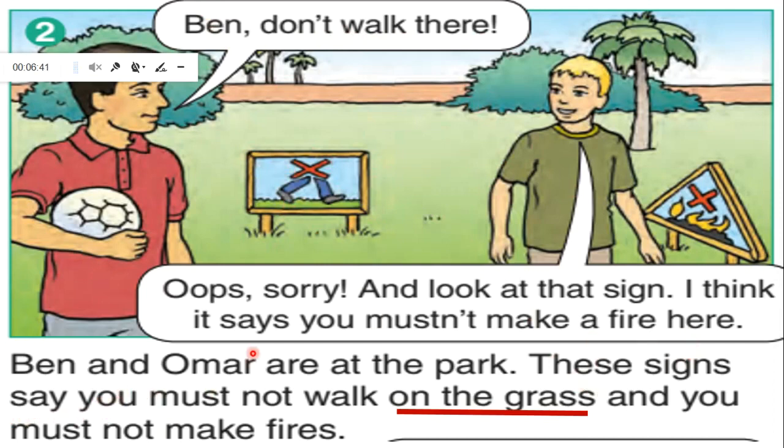These signs say you must not walk on the grass. You must not يجب عليك ألا تمشي on the grass. And you must not make fires. زي ما قلنا قبل في هذه الصورة إنه عندنا two signs. الأولى you must not أو you mustn't walk on the grass, and the other one says you mustn't make a fire.